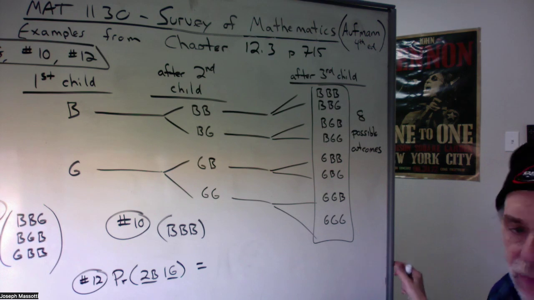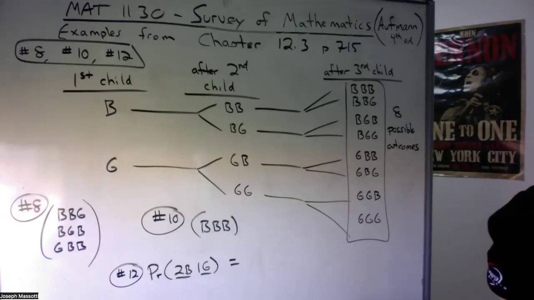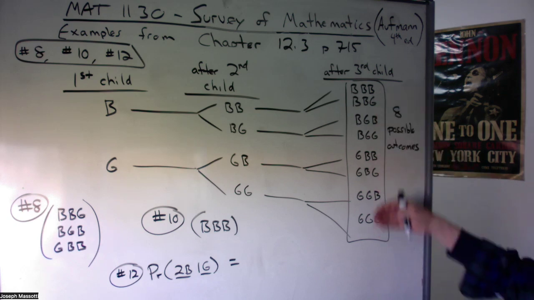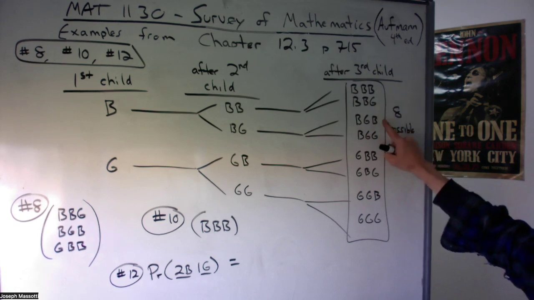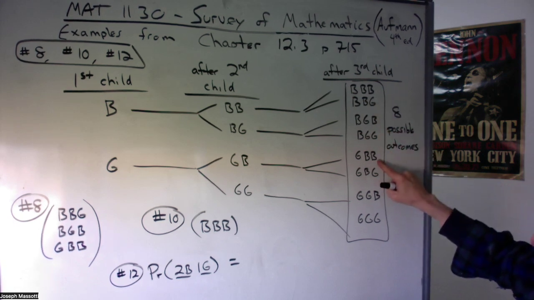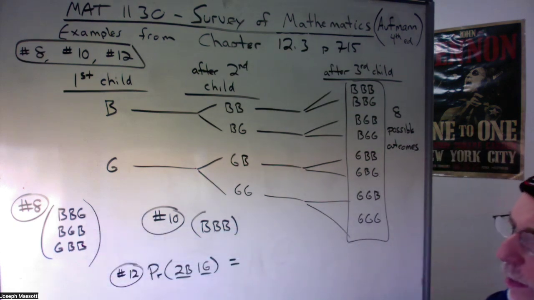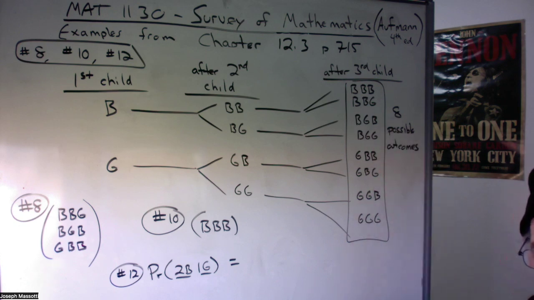For number 8, we are asked to list the elements of the event that the Lins have 2 boys and 1 girl. We're just looking at all the possible outcomes and picking out the ones that have 2 boys. This one, and this one. Those are the only 3 that have 2 boys. So there's the sample space and the answer for number 8. Those are all the possible outcomes where you have 2 boys and 1 girl.